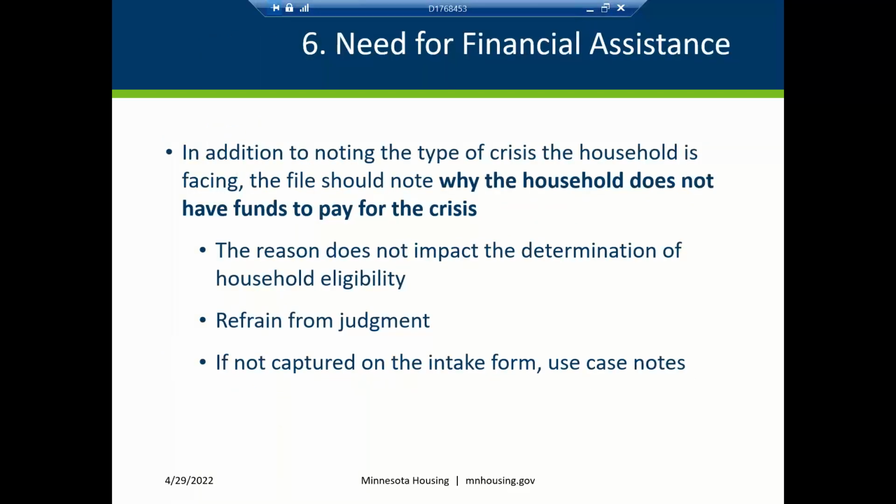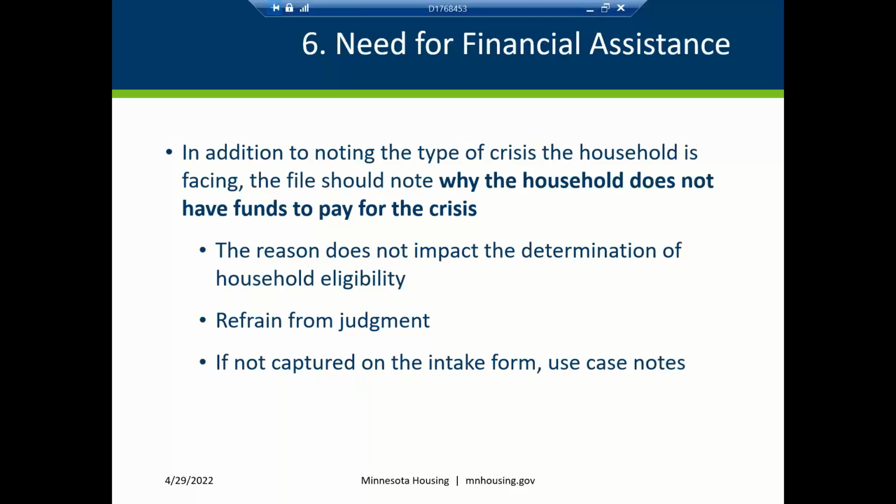And then we also look for information that shows that there's a need for financial assistance. So someone may be behind on rent, they may owe back utilities or a bill, but one thing that we're looking for is to show that they need the financial assistance, and that can be really simple. We often find it in the case notes, and typically it's just a reason why the client can't pay. Maybe they had to pay for a car repair and so they weren't able to pay rent.